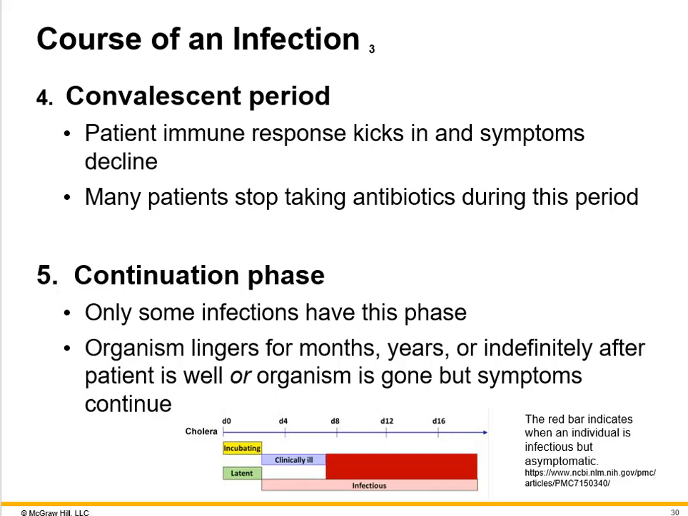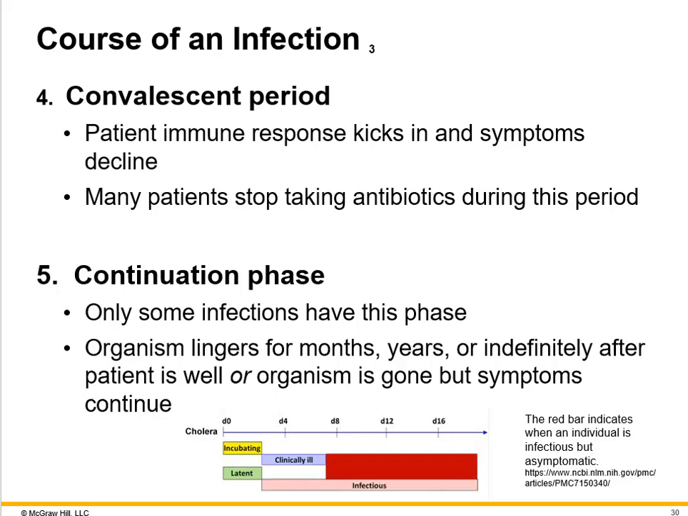In that little graph at the bottom, it's showing cholera. We see that you're critically ill from about day 3 to day 7 or 8. That's your acute stage. Then the red bar shows when the individual is infectious but asymptomatic. After being critically ill, during that convalescent period, they're still very infectious. That's shown from a little bit before day 8 through day 17 and onward.